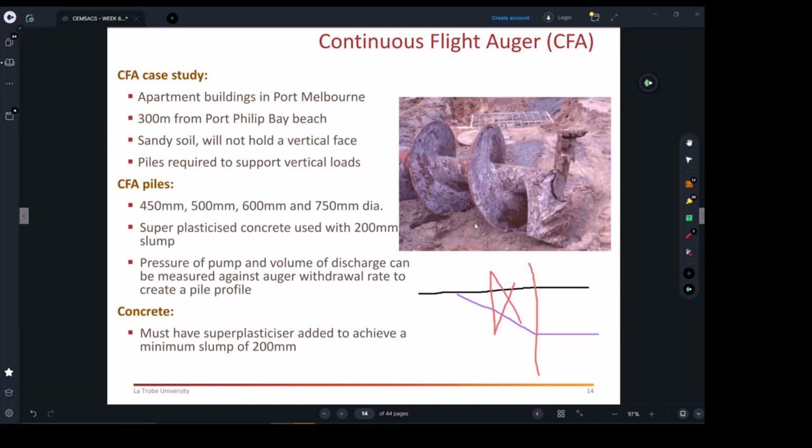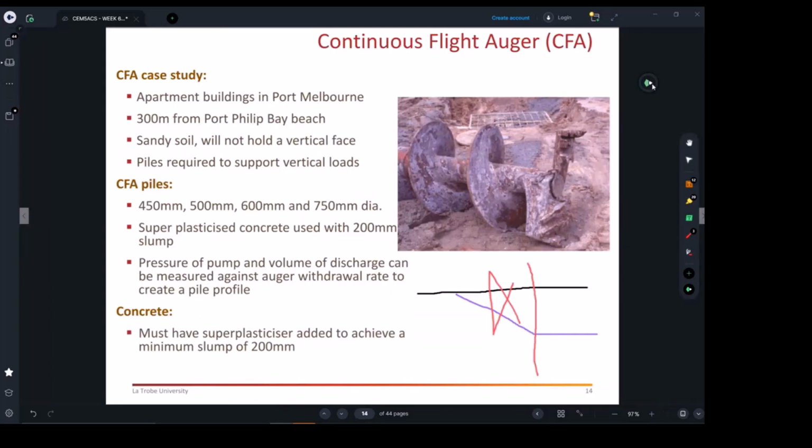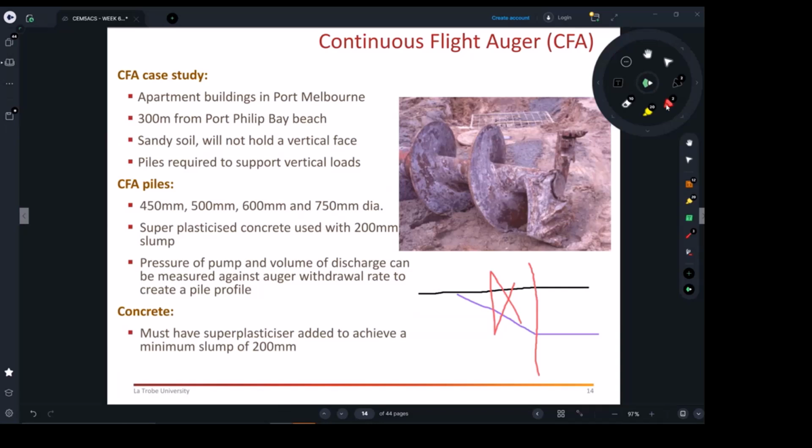Obviously the concrete workability will be really high, and you can see the slump test here is very high. We talked about the slump test in week 1, which gives you the workability. They are very, very high, obviously for the tight circumstances.